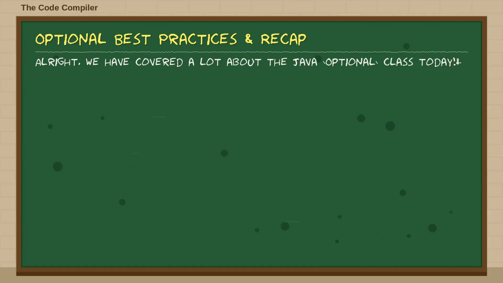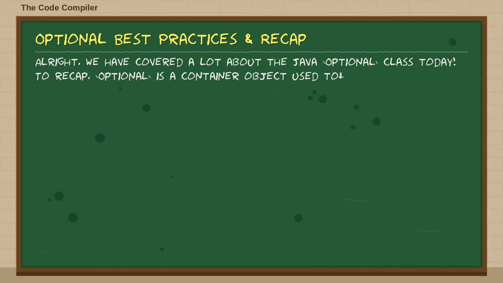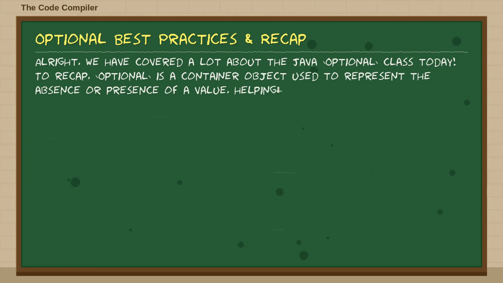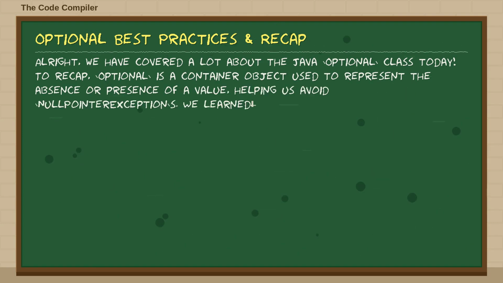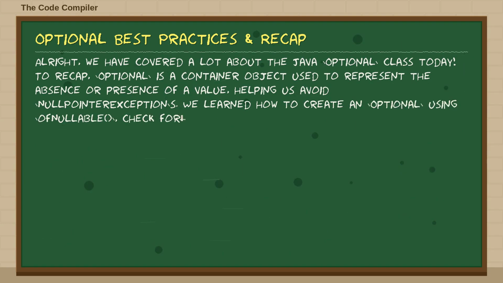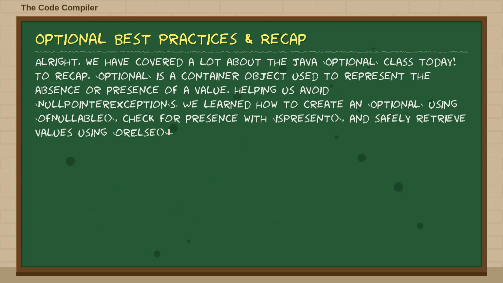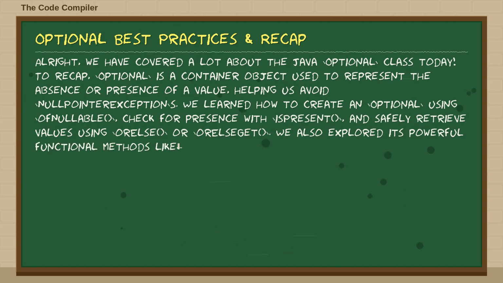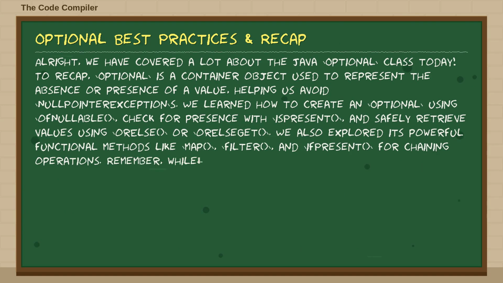Alright, we have covered a lot about the Java Optional class today. To recap, Optional is a container object used to represent the absence or presence of a value, helping us avoid null pointer exceptions. We learned how to create an Optional using ofNullable, check for presence with isPresent, and safely retrieve values using orElse or orElseGet. We also explored its powerful functional methods like map, filter, and ifPresent for chaining operations.